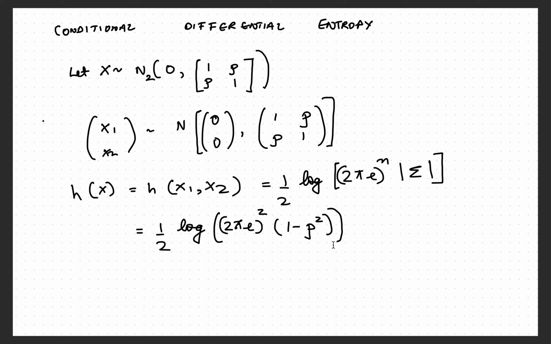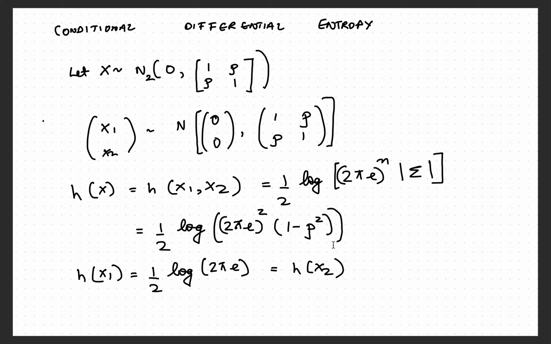Now we can also calculate the entropy of x1 and x2. Now x1 is a 1D Gaussian, and its entropy is given by 1 by 2 log of 2 pi e sigma squared, and here sigma squared is 1. So this is just 1 by 2 log 2 pi e, which is the same as the entropy of x2, right? Now we can calculate the conditional entropy of x1 given x2 and x2 given x1.